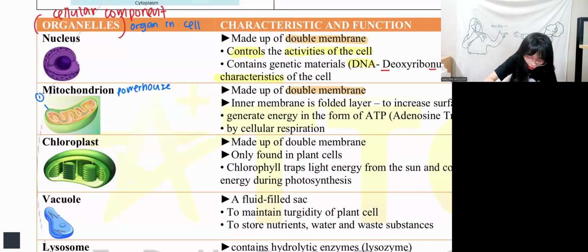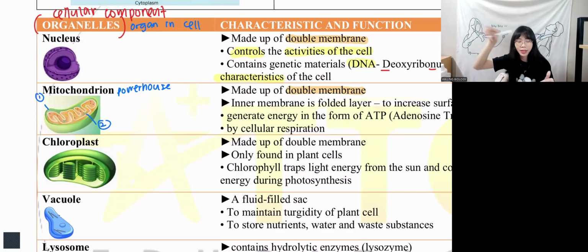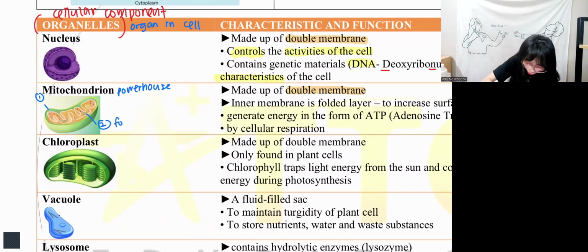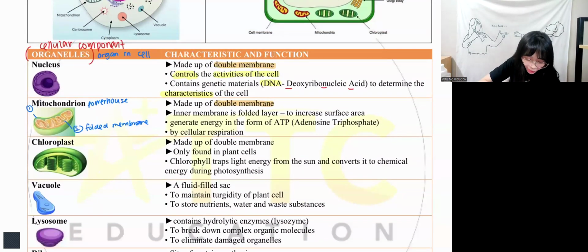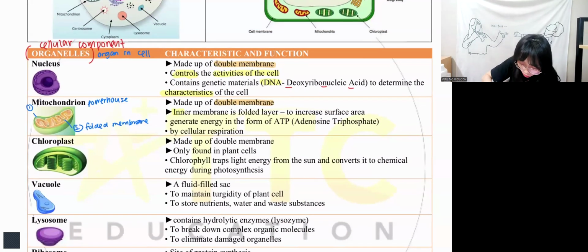This is the first membrane. This is the second membrane. Inside the second membrane, they are folded. It looks like a cloud, right? So this is the folded membrane. Anything that is folded in biology has the same explanation: it is to increase surface area. Anything that is folded in biology is to increase surface area.